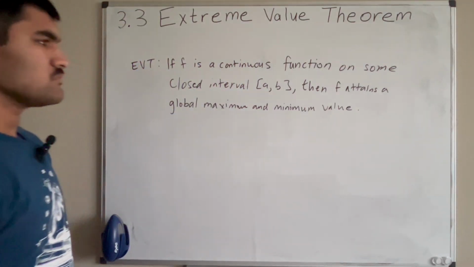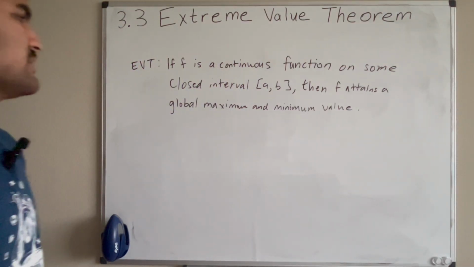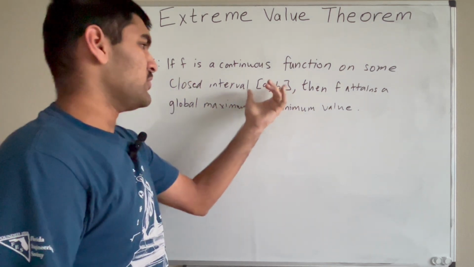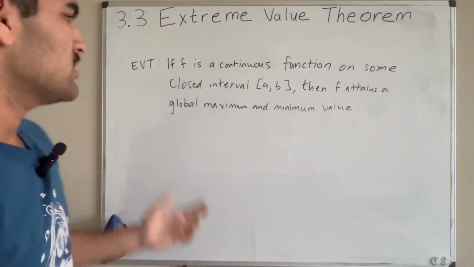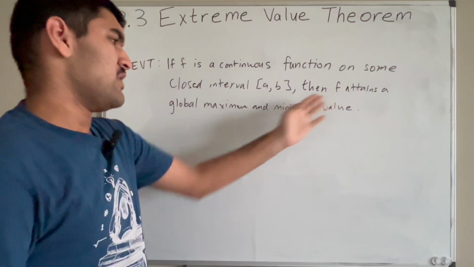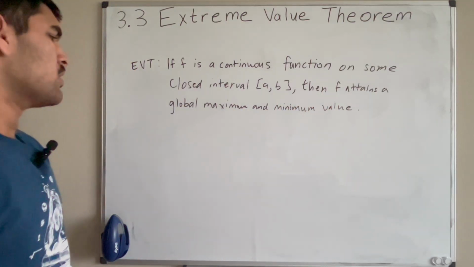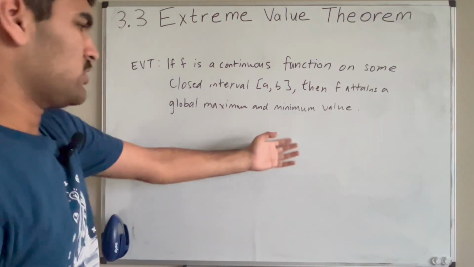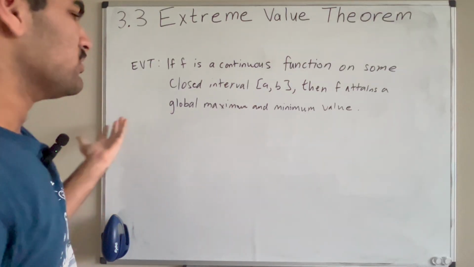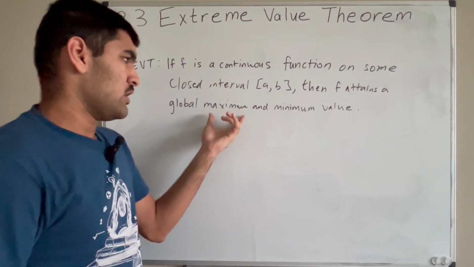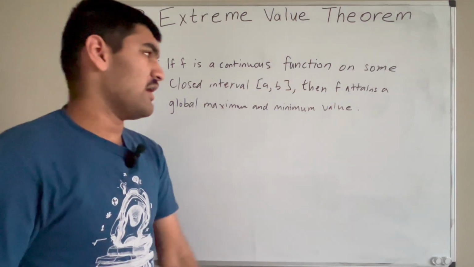So basically we have some function f that's continuous on some closed interval a to b. The extreme value theorem guarantees that f has a global maximum and a global minimum value. So what's a global maximum and global minimum value? Well, it's basically a maximum or minimum value, but global means that it's greater than all the other f values in this interval.